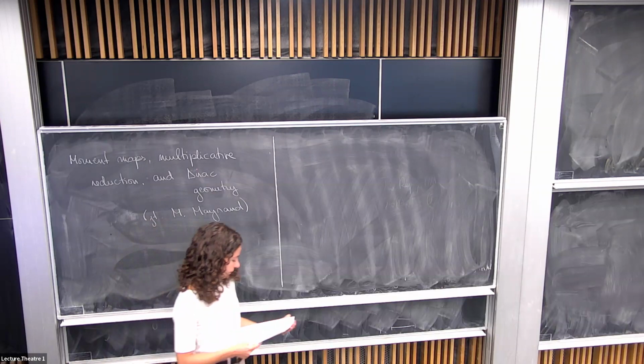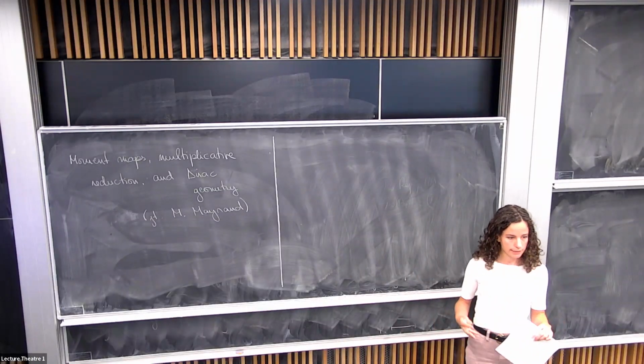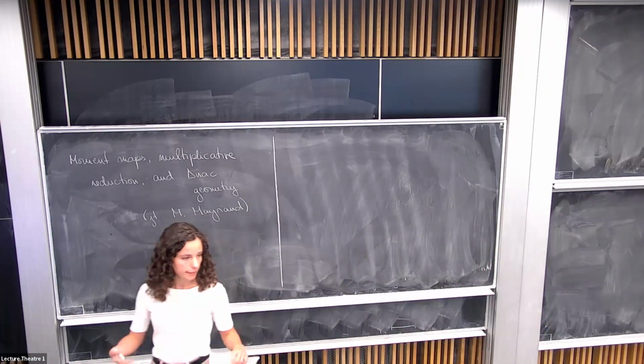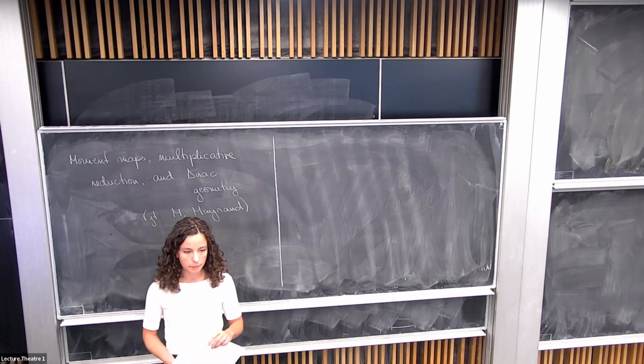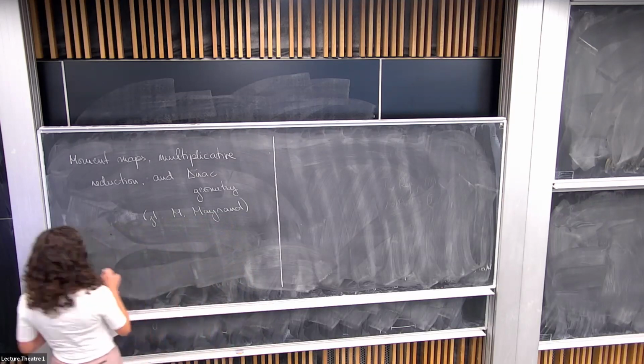So I want to begin by giving you some motivation for the content of this talk through examples of reduction type procedures in Poisson geometry that are familiar to us from representation theory. So let me just do some setup.